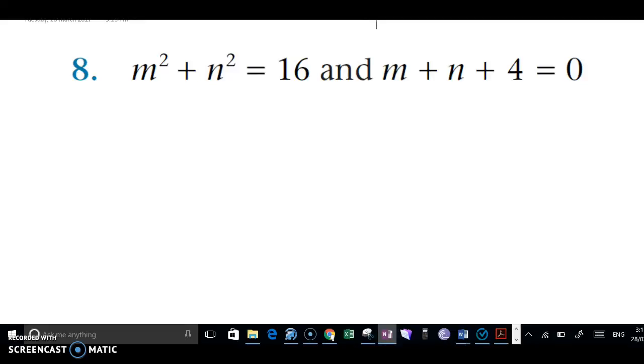All right, here we go. Let's solve this ugly mess. What do I do first? Solve for m or solve for n? Which one do I want? Doesn't really matter. Let's do m.